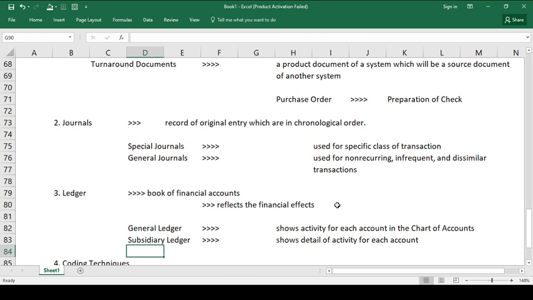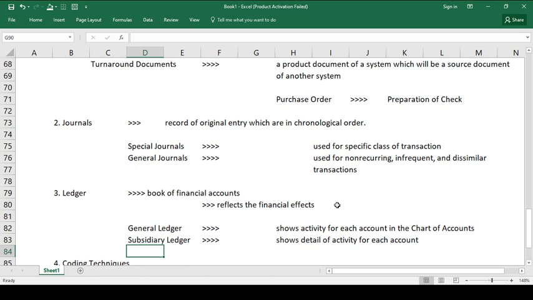A ledger is divided into two different classes. We have the general ledger and the subsidiary ledger. Pag sinasabing general ledger, this shows activity for each account in the chart of accounts. Ibig sabihin, general. For example, an accounts payable is a control account. It is a general account. Generally, it will provide information what are the effects or the activities happen on the accounts payable account. The general ledger will show that.